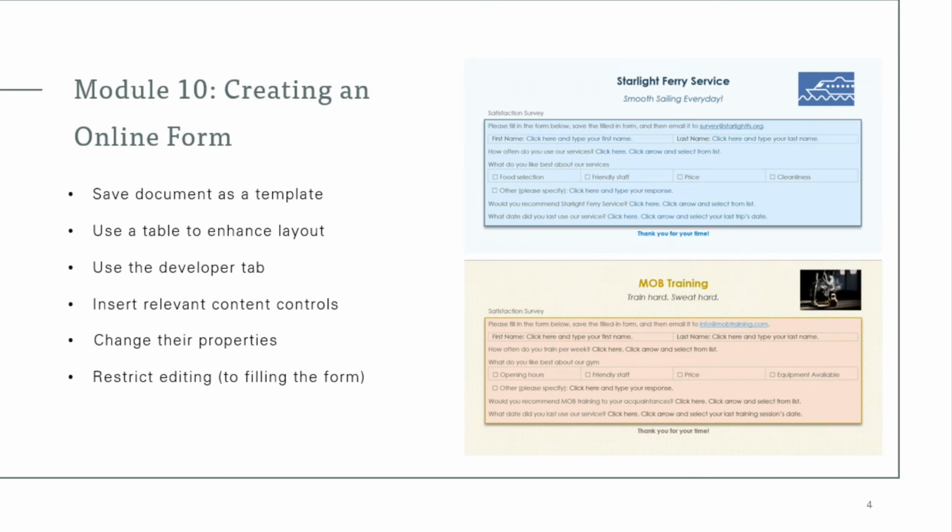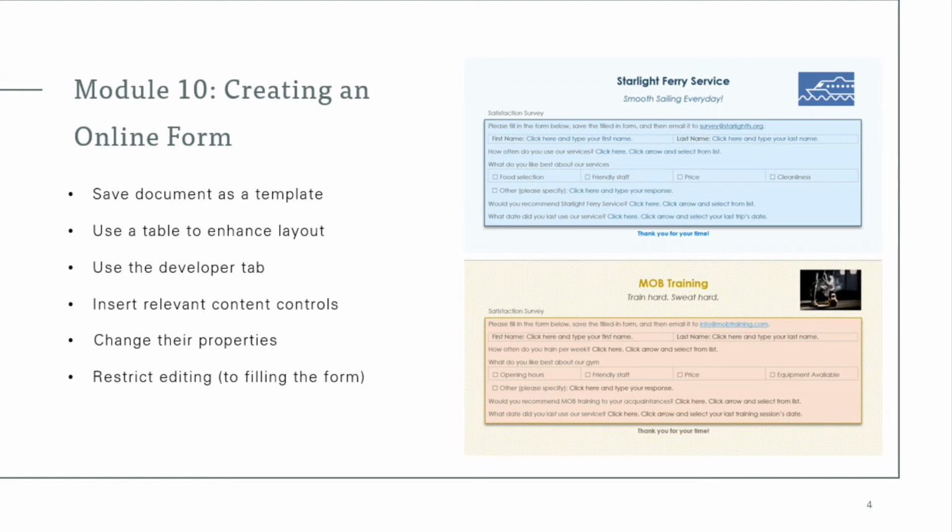To continue, Module 10 showed me how to create an online form. In this chapter, I learned how to save a document as a template to begin with. After that, I learned how to use a table to enhance the layout of the form. As you can see on the right of my slide, I used tables to make my format better. You can still see the grid lines of the tables, but I can hide these for when I put my form on the internet for my clients. I also learned how to use the developer tab, which I didn't even know existed before.